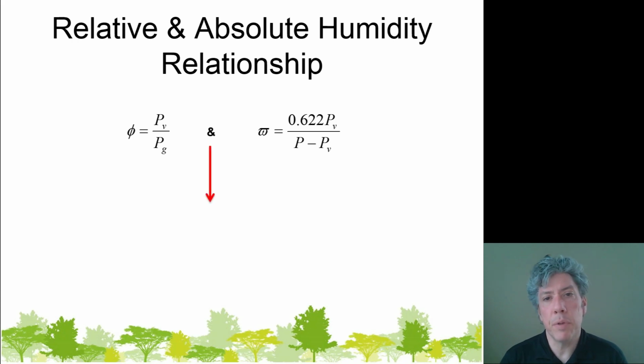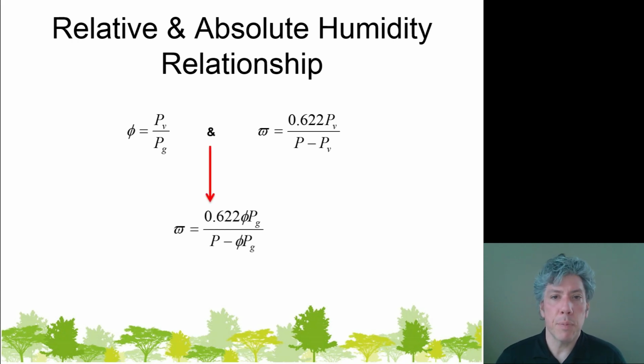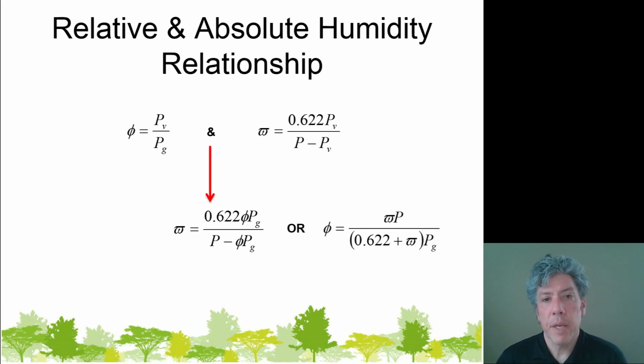Now, there is a relationship between absolute and relative humidities. If you think about it, we can put these two together, and it's pretty easy to see. We could just write the relative humidity phi multiplied by the saturation pressure P_g, that would be the partial pressure of the water vapor P_v, and substitute that into the equation for the absolute humidity. If you do that, you end up with an expression that relates the absolute humidity omega to the relative humidity phi, and you can of course rearrange it to write the relative humidity phi in terms of the absolute humidity omega. So these equations are not independent, they are the same equation.